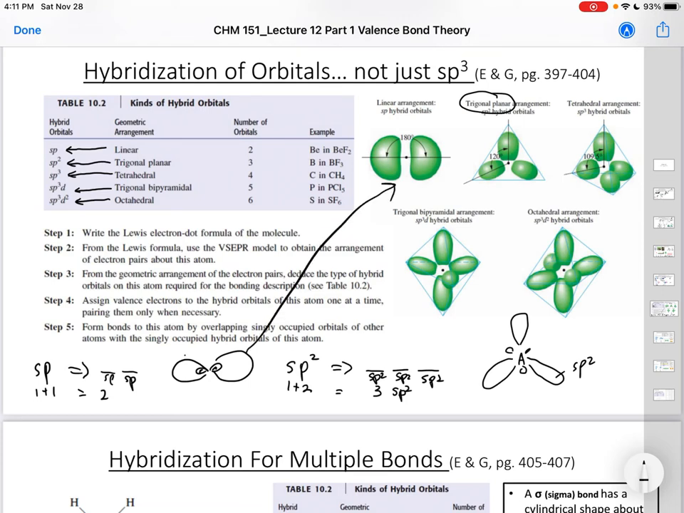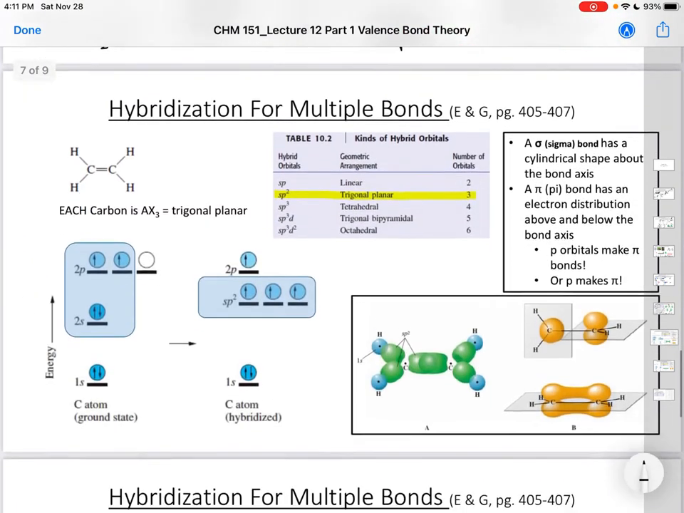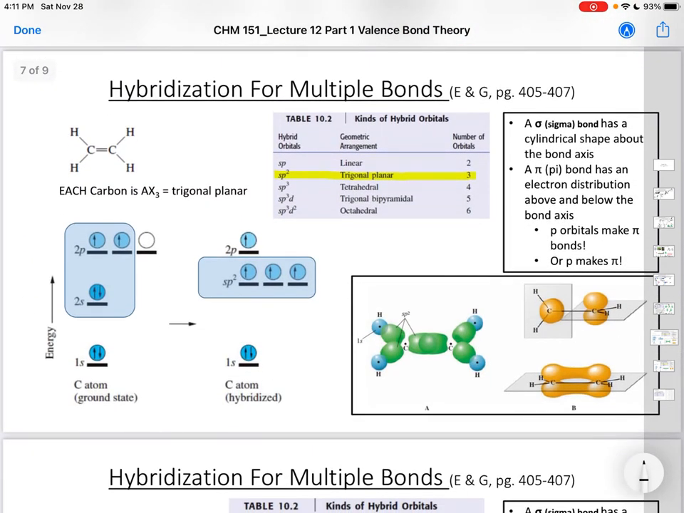Okay, so they have rules, and we're going to go over these rules in just a second, where it says you should write the Lewis dot structure, then from the Lewis dot structure, predict the VSEPR model, and then from the VSEPR model, you get the geometric arrangement, and then from the geometric arrangement, you're going to use this table to decide sp, sp2, sp3, and then from there, you can hybridize, okay? And we're going to go through that step by step, okay?